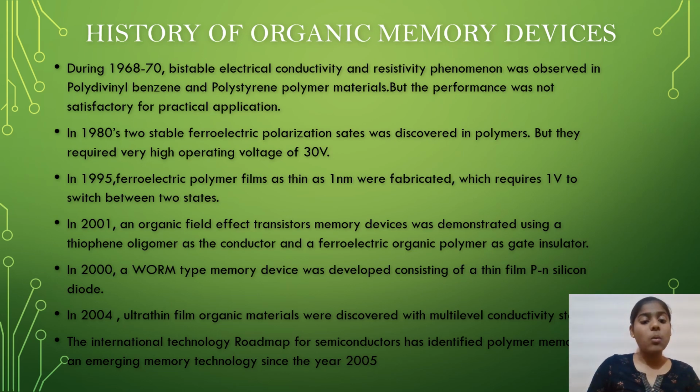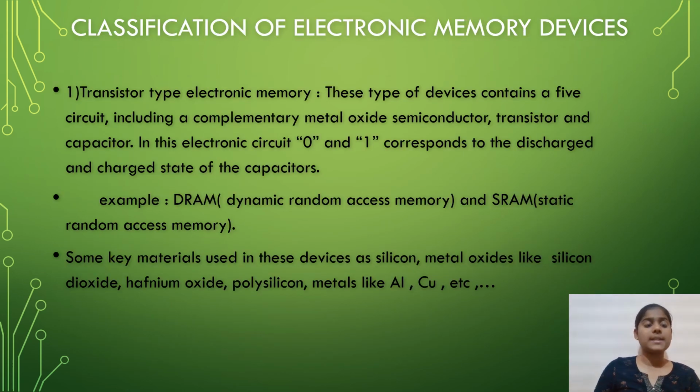In 2000, a WORM type memory device was developed consisting of a thin film PN silicon diode. In 2004, ultra-thin film organic materials were discovered with multi-level conductivity state. The International Technology Roadmap for Semiconductors has identified polymer memory as an emerging memory technology since the year 2005. Next, let's look into the next topic, that is classification of electronic memory devices.